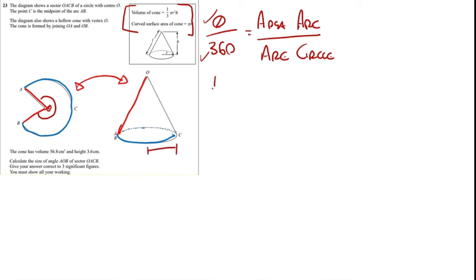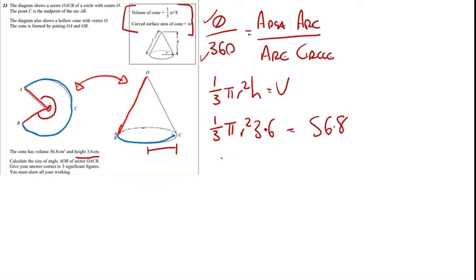So if I do that, it's a third pi r squared h. So we've got a third pi, so equals your volume. R, I don't know. The height is given to us. It's got a height of 3.6. And my volume is 56.8. Okay, let's solve that. I'm just going to get R on its own. So I'm just going to be quick. I'm just going to divide by a third pi 3.6. So my radius squared. Just got to type into my calculator.